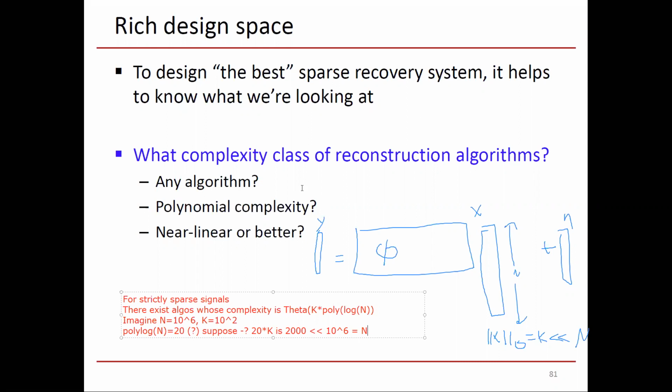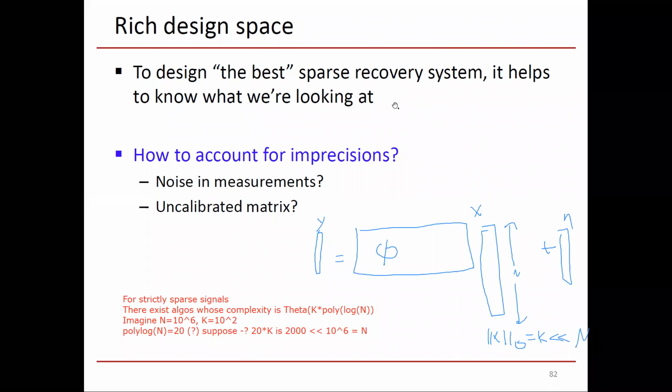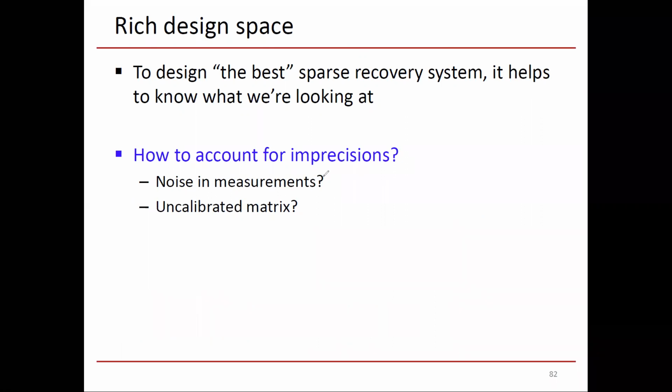So again, this design space is very complicated. We need to think about the signal. We need to think about how well we reconstruct. We need to think about the complexity class for the algorithm. We may not allow these complicated algorithms. And finally, how to account for various imprecisions. There might be measurement noise. There may be an uncalibrated matrix, meaning that, let's say, the error in the matrix multiplied by x will feed into every single measurement, and so on. So there are a lot of possible imprecisions, and we want something that's robust.